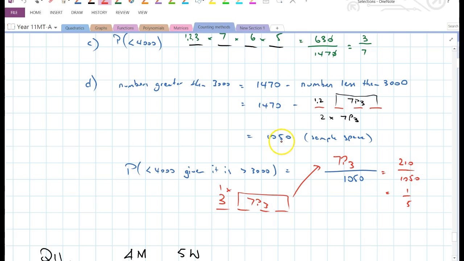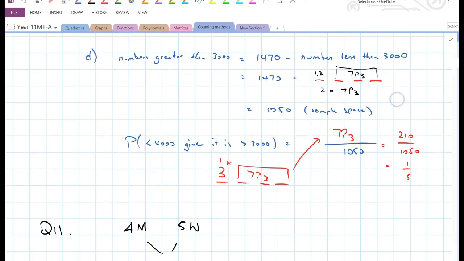Subtract that from 1470, gives us 1,050. That's our sample space. That is now our denominator here, because now we want to know how many of our 1,050 are greater than 3,000. Sorry, is less than 4,000. So that's a number that has to start with 3, because we're only considering numbers greater than 3,000, and we want to know how many of them are also less than 4,000.